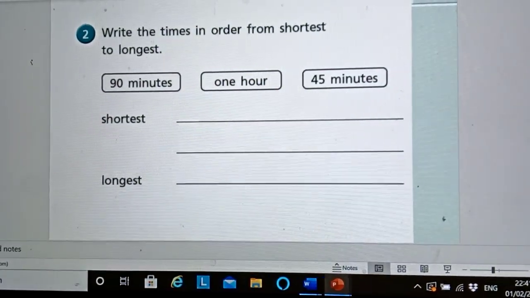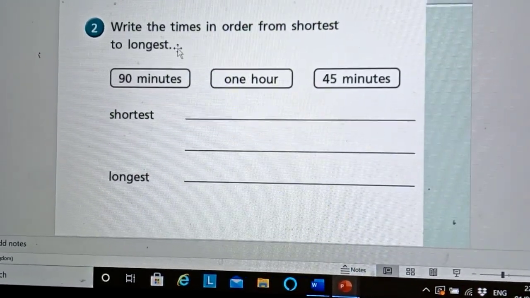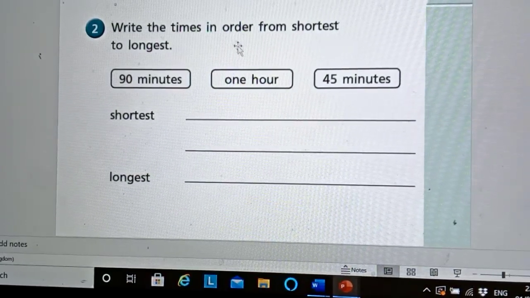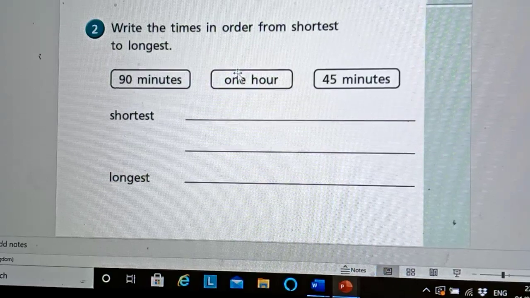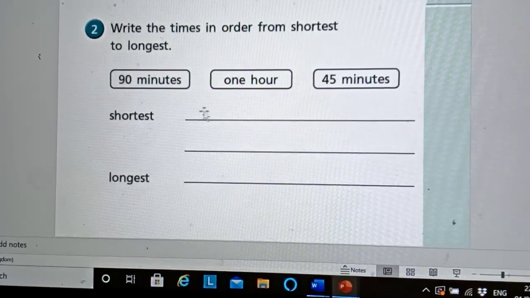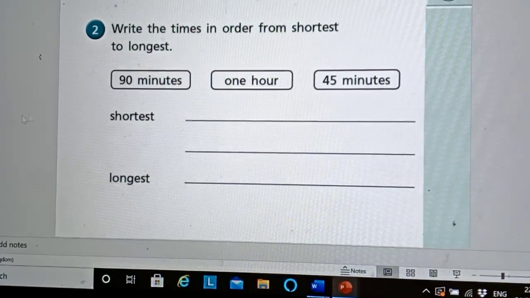Right, the next slide that you've got to work through, it says write the times in order from shortest to longest. Well, remind yourself, what is 1 hour again? How many minutes in 1 hour? And then put the shortest amount of time there, the longest amount there, and then the one in the middle.